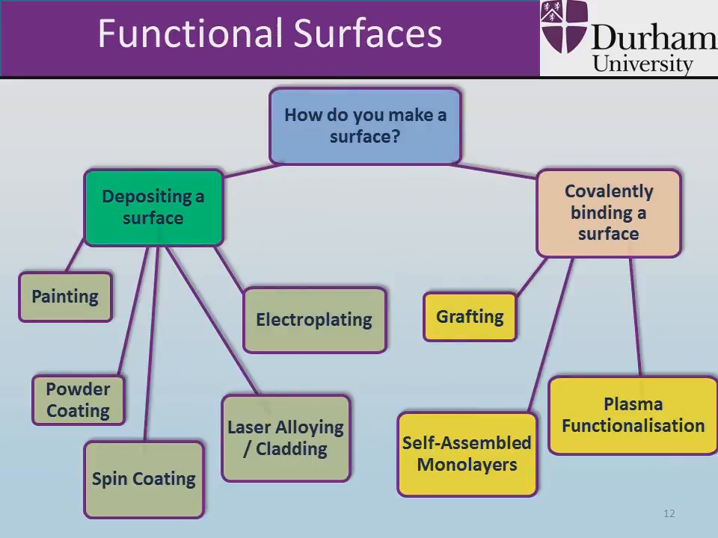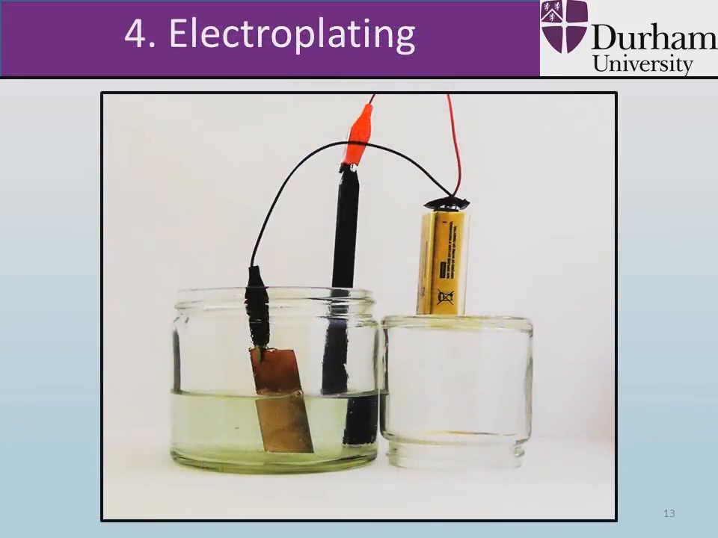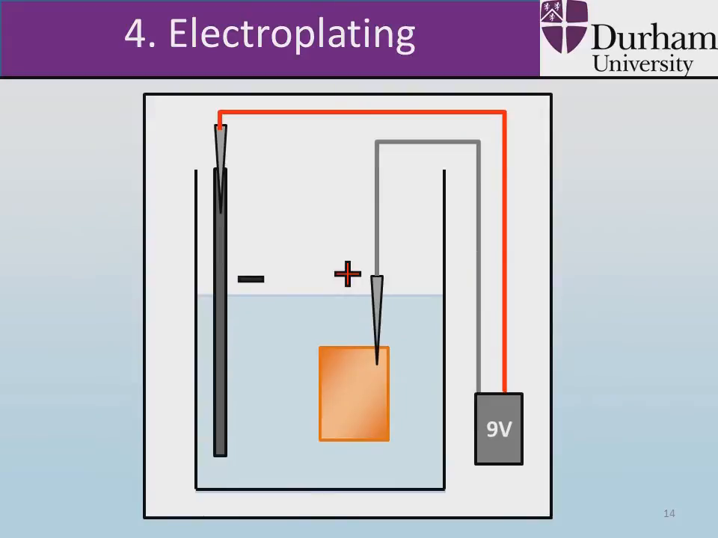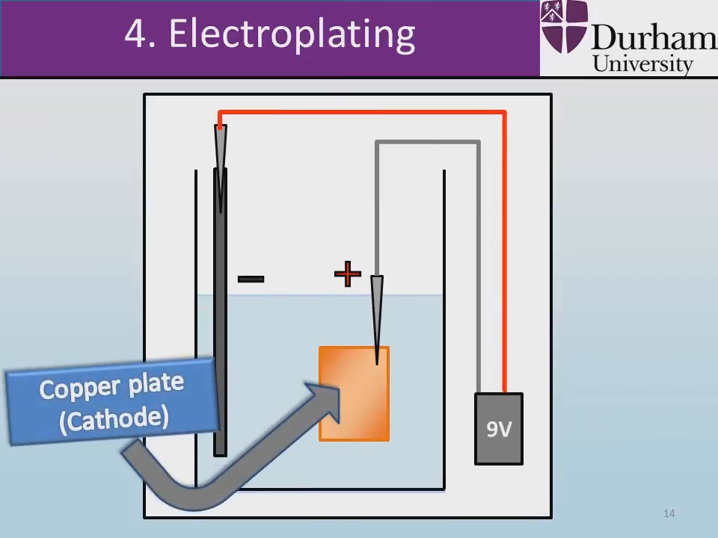We will now look at electroplating. Electroplating is a method used to deposit a new metallic layer onto a substrate. It uses an electrical current to reduce metal cations in a solution into neutral metal atoms onto a plate. For example, here nickel is deposited onto a copper plate.